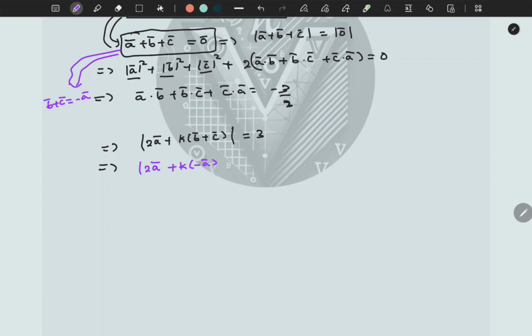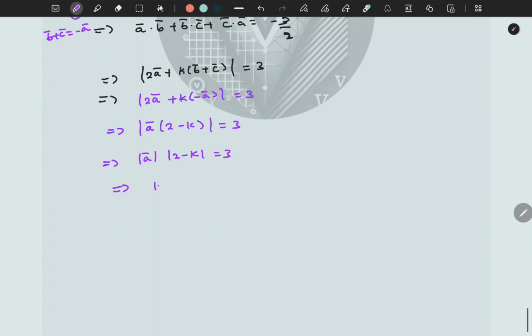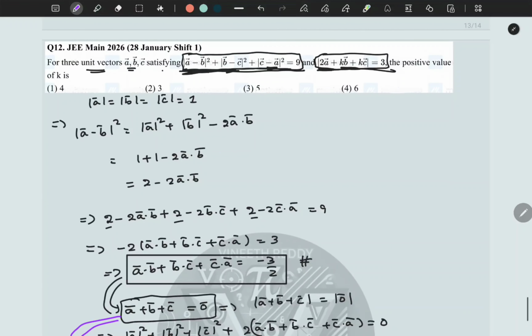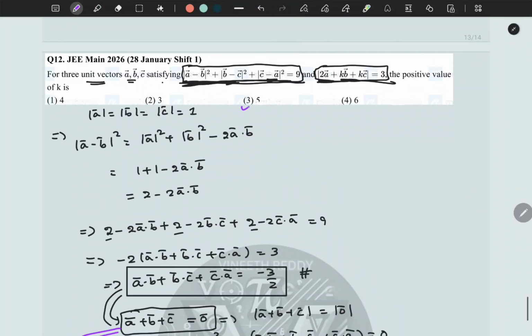Now we can write this as mod a into, we can take a common here, so we get 2 minus k. Now we can write this as mod a into mod 2 minus k is equal to 3. Mod a is 1 because it is a unit vector. So mod 2 minus k is simply 3. So 2 minus k will be plus or minus 3. k will be 2 plus or minus 3. So k will either be 5 or minus 1. I think he is asking us to find the positive value. So k will be 5. That's it. So this should be the answer. I think this is 5 only.